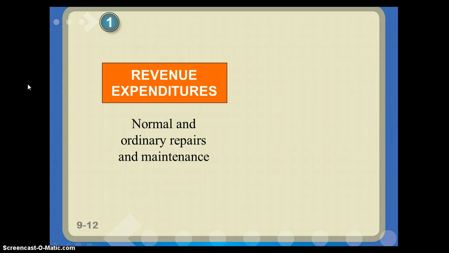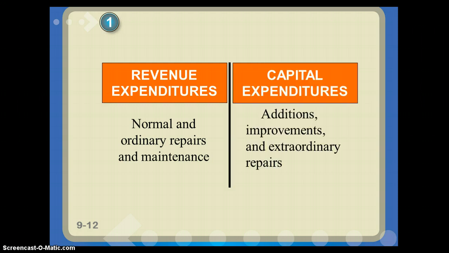If we take a look at revenue expenditures, things like normal and ordinary repairs and maintenance. It's short-term to get it running, to keep it going short-term. Capital expenditures, we add on to something, we improve it, we have extraordinary repairs to maybe completely reconfigure it. Those long-term, bigger, involved things are capital expenditures. Now let's take a look at some journal entries.